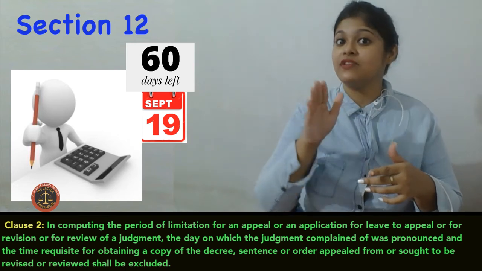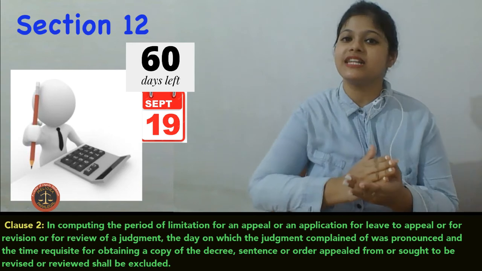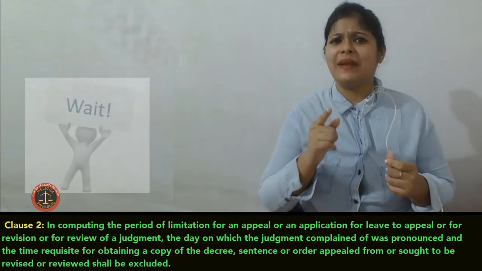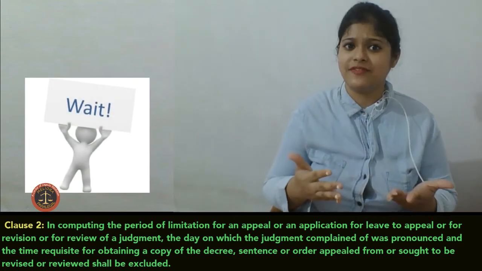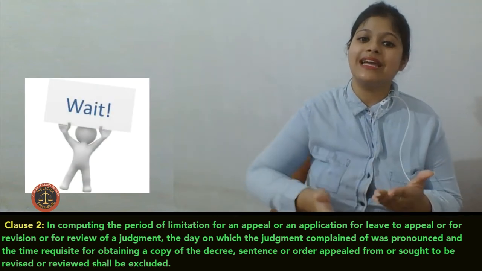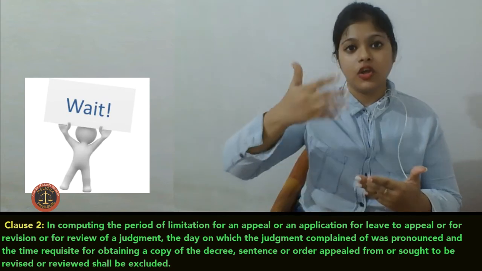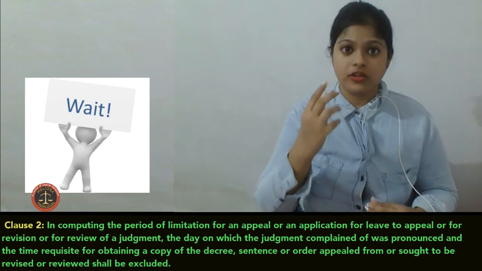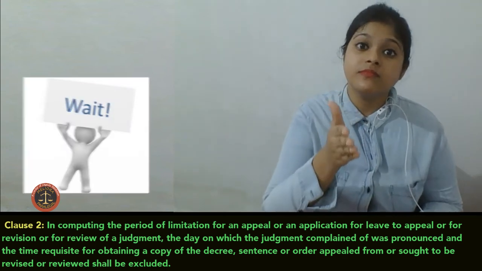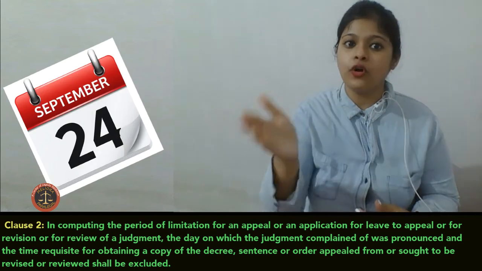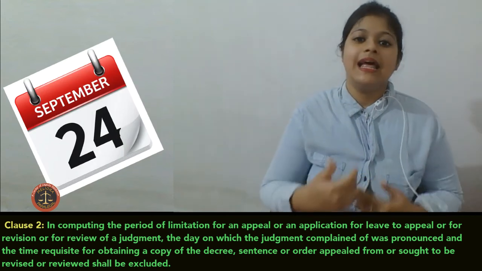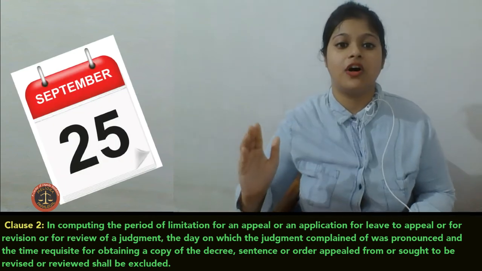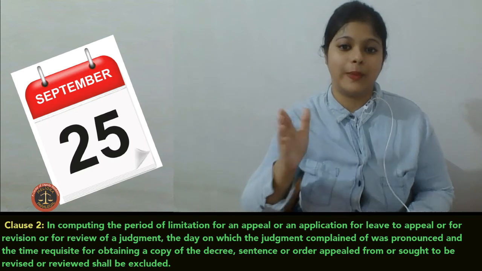Remember the exclusion of the day of reckoning. So the calculation starts from 20th of September. But wait, we have to apply clause 2 of section 12 as well, which will exclude the time taken to obtain the copy of the decree or judgment. So B got the copy of the decree on September 24th, that is 4 days after the judgment was passed. Likewise, the calculation time will start from 25th of September 2020.